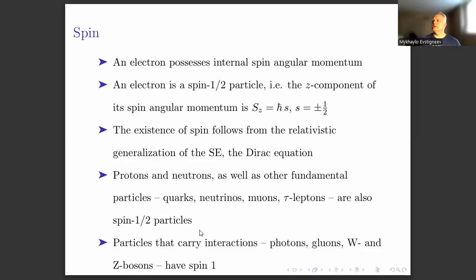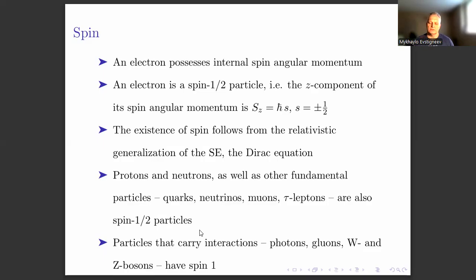And there is a whole bunch of other elementary particles which are spin 1/2 particles. They are found in the standard model, such as quarks, the particles which make up protons and neutrons. Then we have muons, tau leptons, which are fundamental leptons in the standard model, and neutrinos, which are the partner particles of the leptons. They are all spin 1/2 particles.